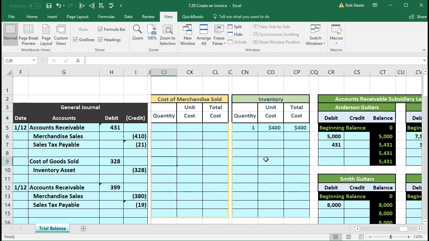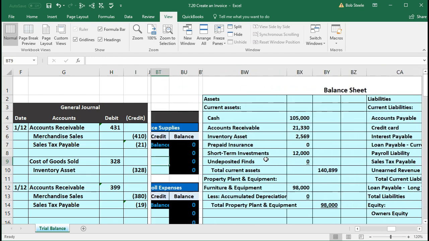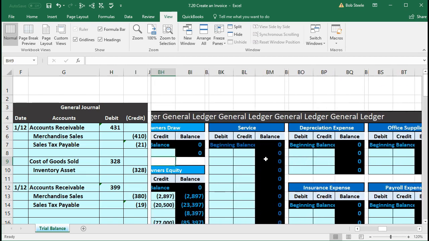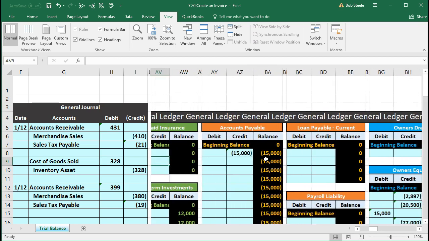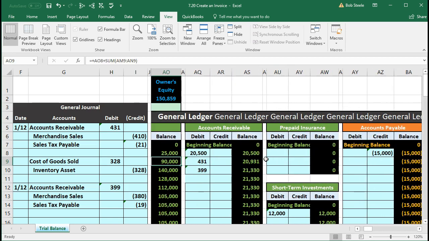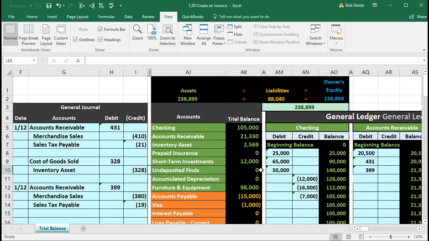Scrolling back over to the trial balance, I'm just holding down the left arrow. Scrolling all the way back to the trial balance, we see the receivable at $21,330. That looks good. Scrolling back, we see the trial balance here, $21,330. This was the general ledger. This is the trial balance. Okay, so we have that.